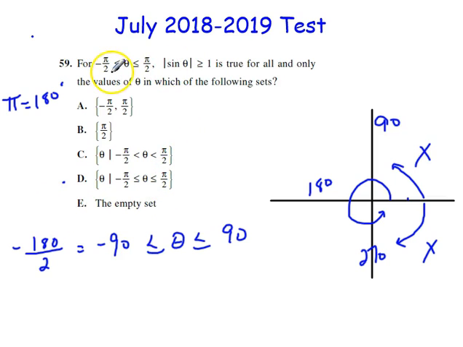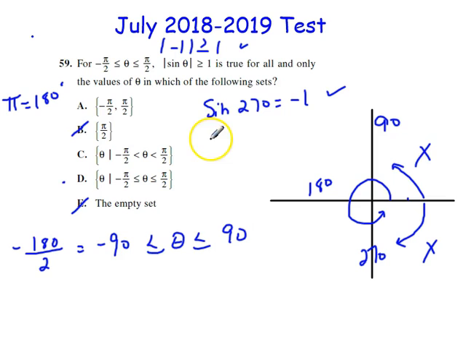So let's figure out first what our endpoints are. If you type into your calculator sine of 270, you're going to get negative 1. I'm going to put my negative 1 up here, and the absolute value of negative 1 is greater than or equal to 1. So we're good, this one does work. Right away, I can get rid of B because that's my negative 1, and I can get rid of the empty set.